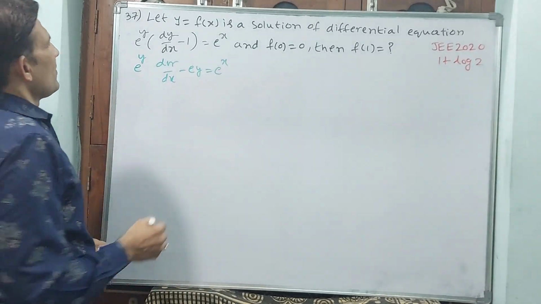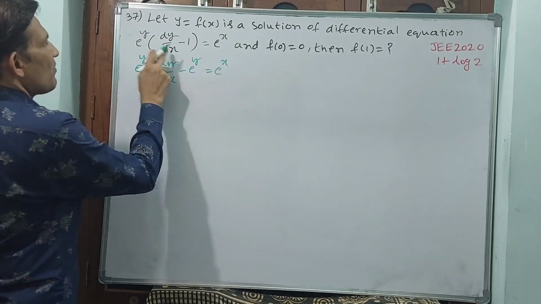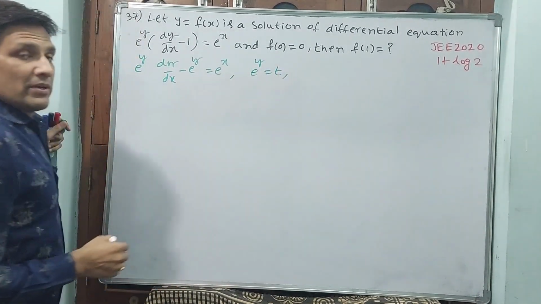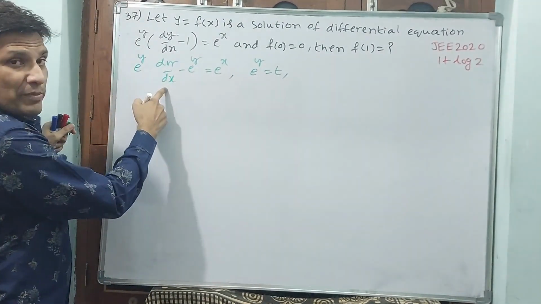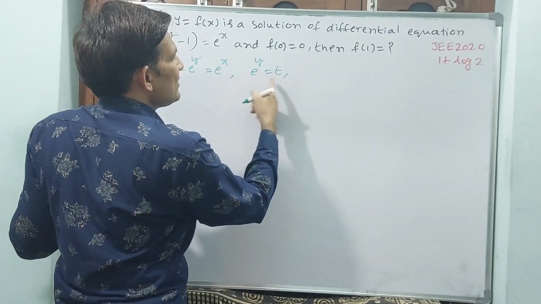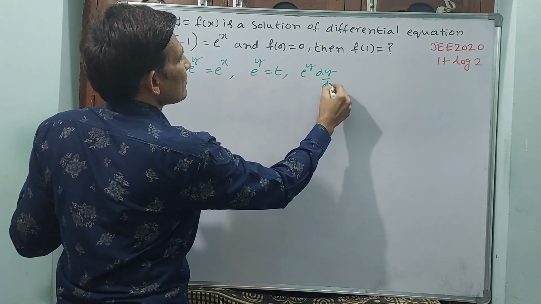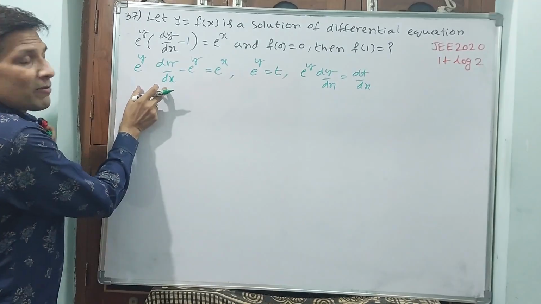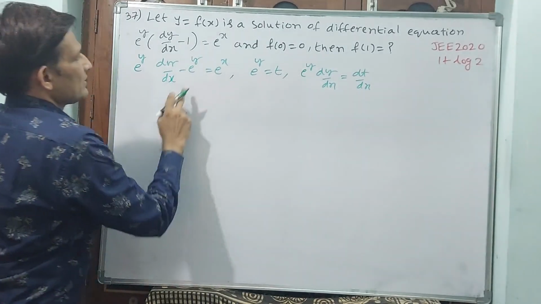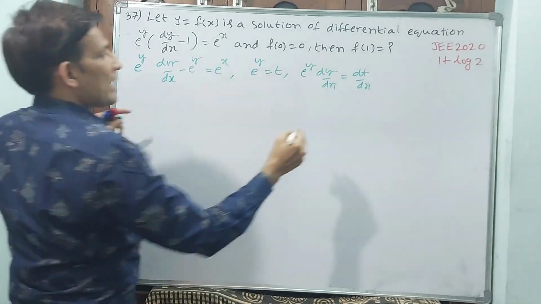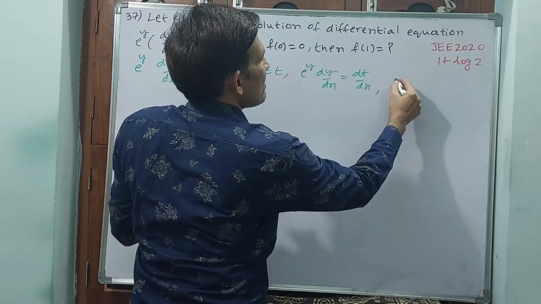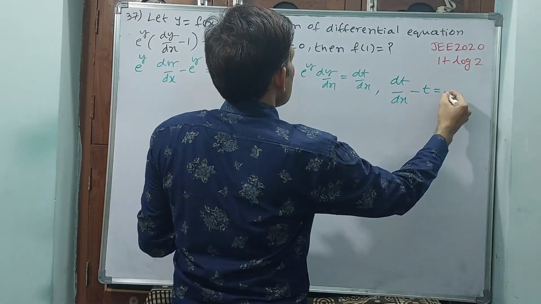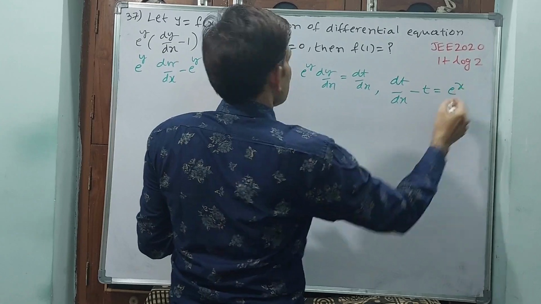One advantage we are having: if I take e power y is equal to t, and differentiate both sides with respect to x, dt by dx is equal to e power y into dy by dx, because y is there. That means e power y into dy by dx you can take as dt by dx, and e power y you can write as t. E power x you don't do anything. So again, modifying: dt by dx minus t is equal to e power x.